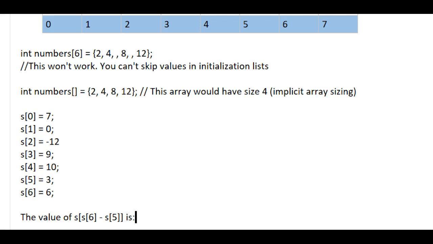Okay, so who can answer this question here? The value of S at position 6 minus S at position 5 is what? Negative 3, 3, 2, 9.